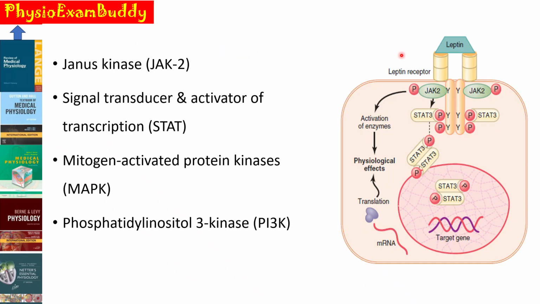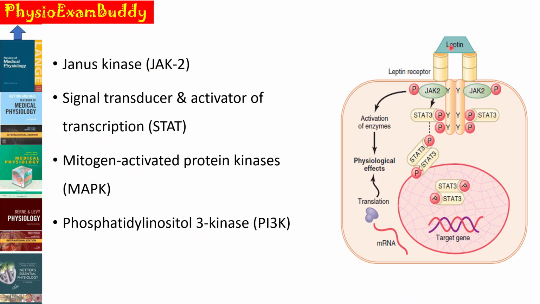A classical example for the enzyme linked receptor is the leptin receptor. As you can see here in this diagram, the leptin receptor exists as a homodimer. Homodimer means it is made up of two identical portions, and when leptin comes and binds to this extracellular part of the receptor, it causes phosphorylation, that is addition of a phosphate group, and activation of the intracellular associated Janus kinase 2, or JAK2 protein. That is the enzyme which is usually associated with the leptin receptor.